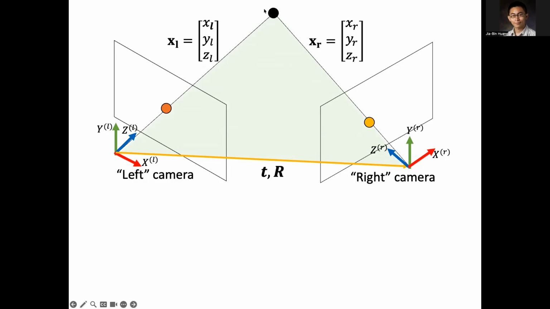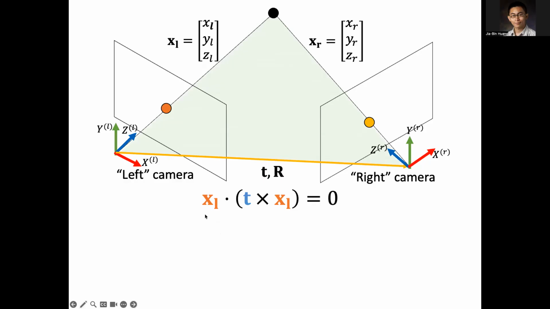I have this vector called XL, and I also have this T. This vector is called the translation, T. So I know that these two vectors span a plane, right? The way I can describe this is the following. So what is this saying?